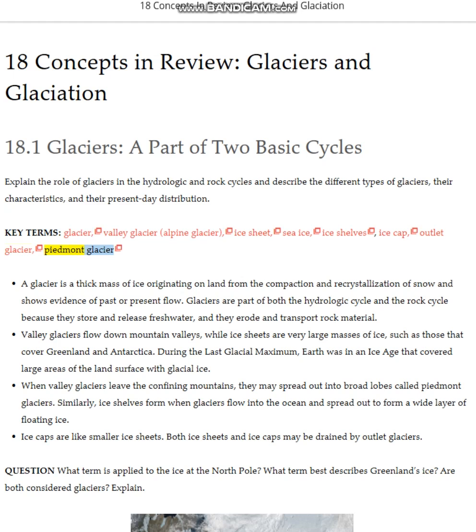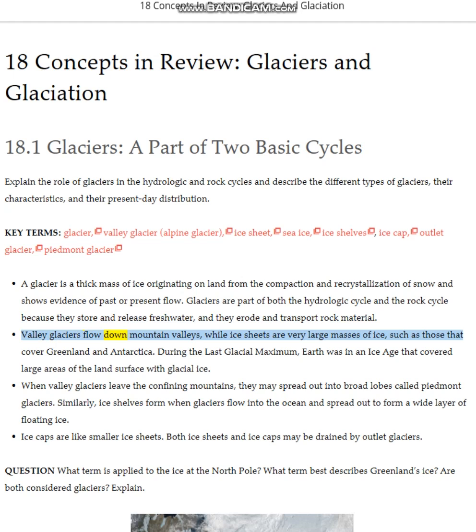glacier, Piedmont glacier. A glacier is a thick mass of ice originating on land from the compaction and recrystallization of snow and shows evidence of past or present flow. Glaciers are part of both the hydrologic cycle and the rock cycle because they store and release fresh water, and they erode and transport rock material.